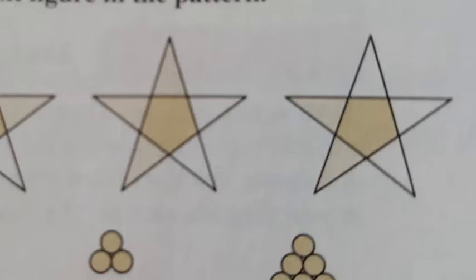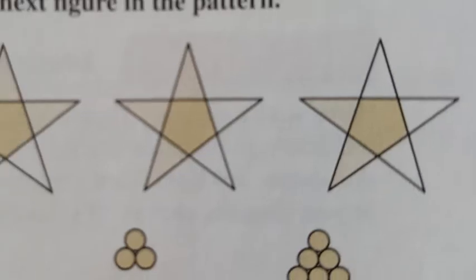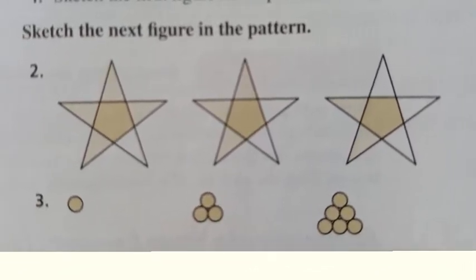Okay, here in this problem, we are asked to draw the next figure in the pattern. So let's see here. We've got a star, 3 stars. Looks like the center is shaded kind of brown. And I've got one unshaded arm of the star and 4 shaded.